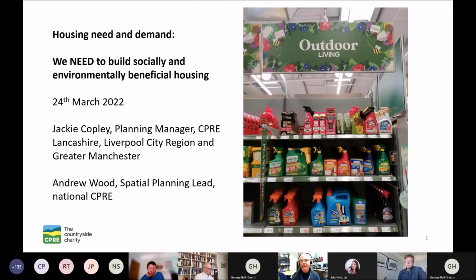Thank you very much indeed, Merle. I'm going to hand on to our final two speakers, Andrew Wood and Jackie Copley from the CPRE, the Countryside Charity, and we're going to focus now on the social, economic and environmental costs of confusing housing demand with housing need. Thanks very much. Andrew, I think you're leading off. Yes, thank you. Can you see my slides? We can, yes. Okay, thanks.